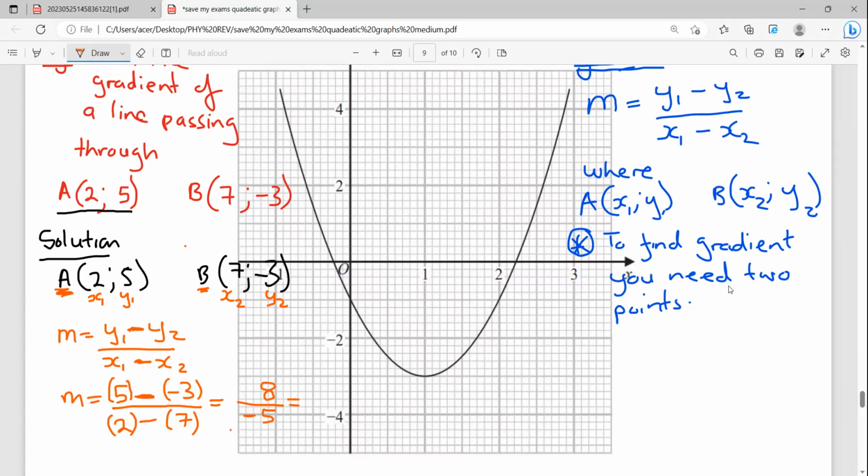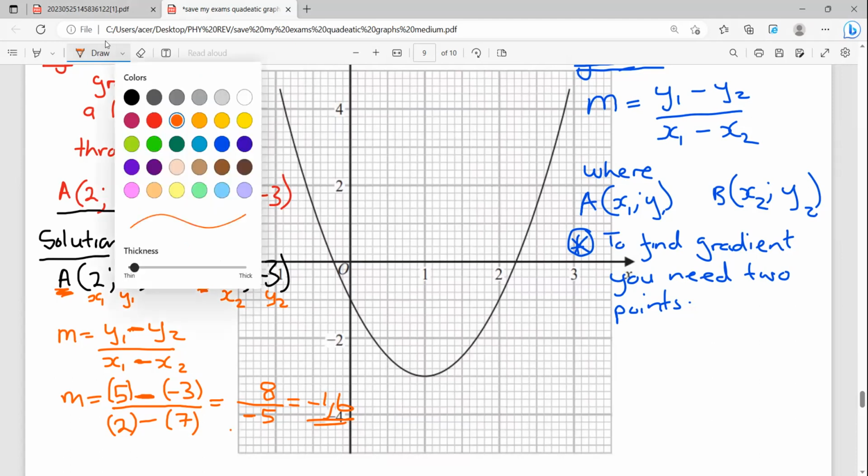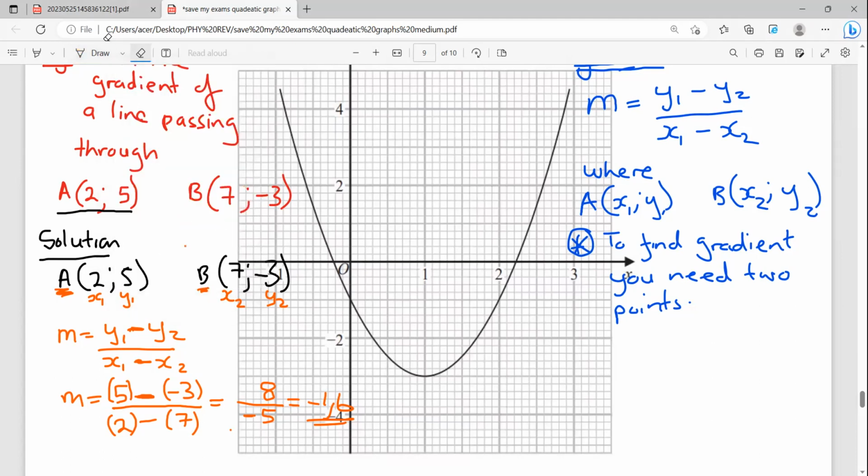If you want to express it as a decimal, it's up to you. Can you quickly punch this in your calculator and tell me the answer as a decimal? So it's minus 1.6. Okay, minus 1.6. So this is our gradient. This is how steep that line is going to be, right? Yes, sir. Okay, so let's have another example, the last example before we dive into the graph. I'm going to erase this.